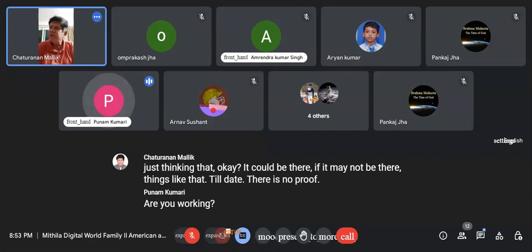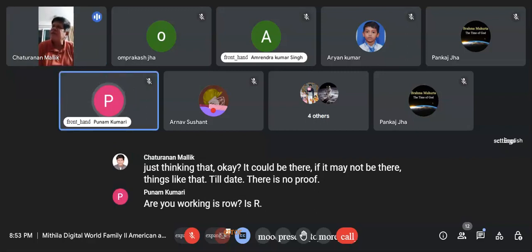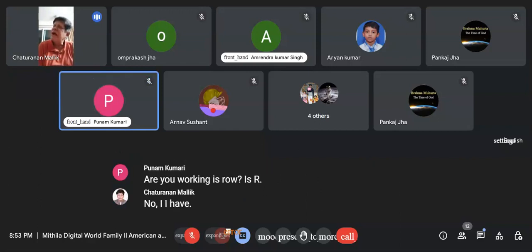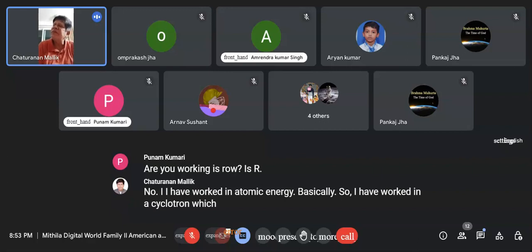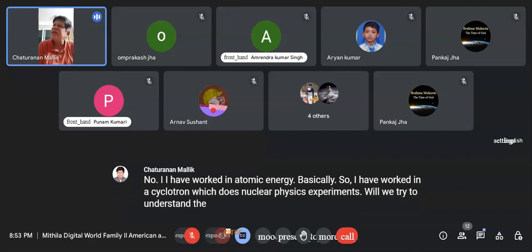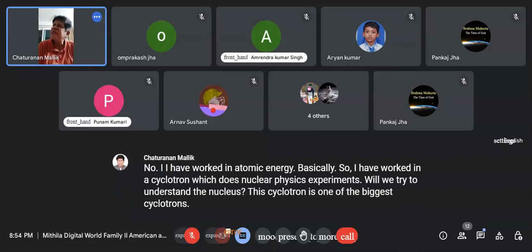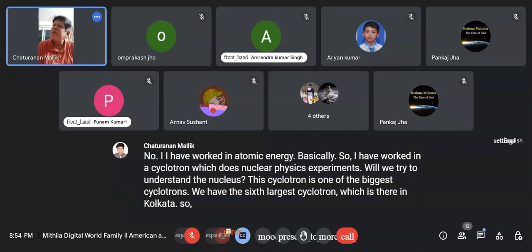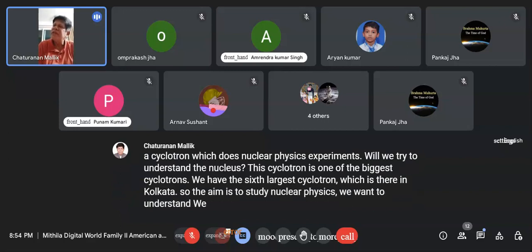Sir, are you working at ISRO? No, I have worked in atomic energy basically. I have worked in a cyclotron, which does nuclear physics experiments. We try to understand the nucleus. This cyclotron is one of the biggest cyclotrons. We have the 6th largest cyclotron, which is there in Kolkata. So the aim is to study nuclear physics. We want to understand the nucleus basically.